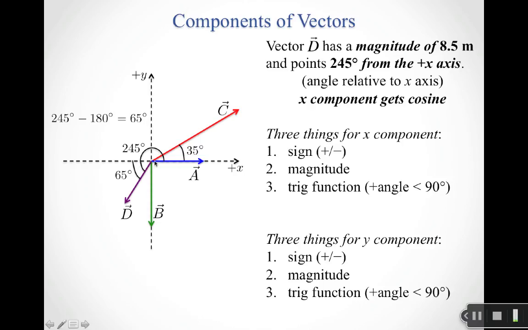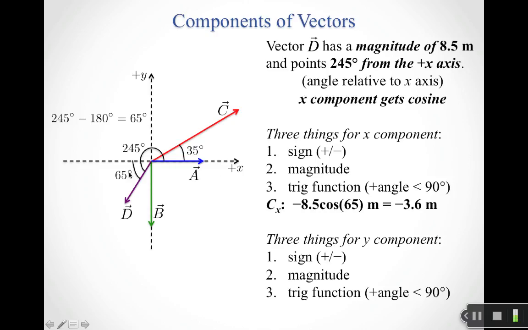So for vector d, the first thing I notice is that its x component points to the left. That means I need a negative sign here, because I said positive x points to the right, so this component points to the left, its sign will be negative. Magnitude will be 8.5 meters, and then the trig function, 65-degree angle defined relative to the x-axis, so the x component will be negative 8.5 times the cosine of 65 meters. That's another way of saying negative 3.6 meters.